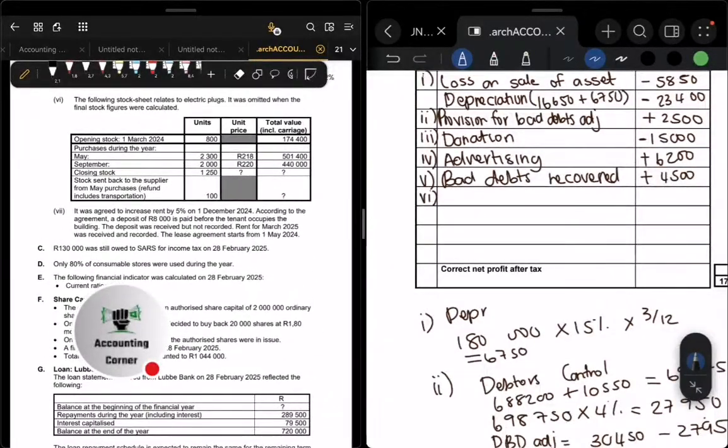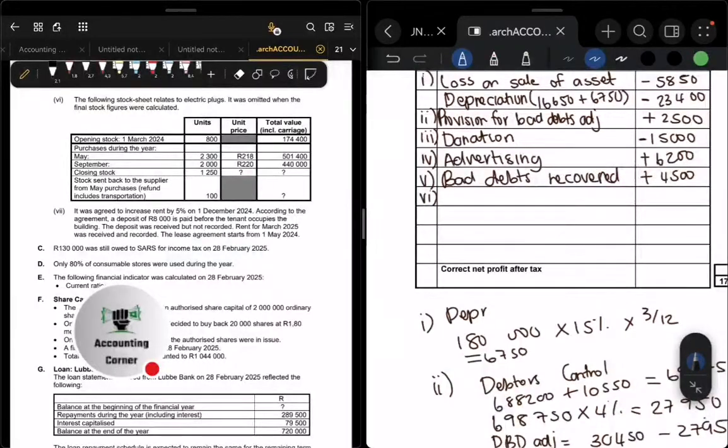We were told it was agreed to increase rent by 5% on 1st December 2024. According to the agreement, a deposit of 8,000 is paid before the tenant occupies the building. The deposit was received but not recorded. Rent for March 2025 was received and recorded. The lease agreement starts from 1st May 2024. Okay, so let's start here.